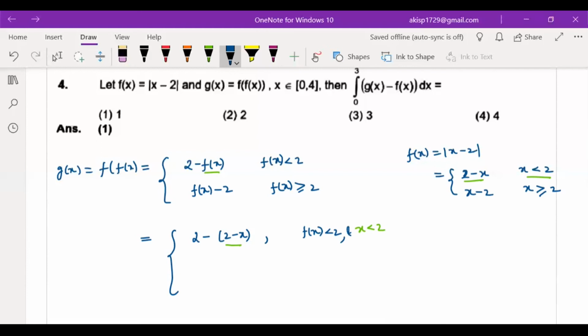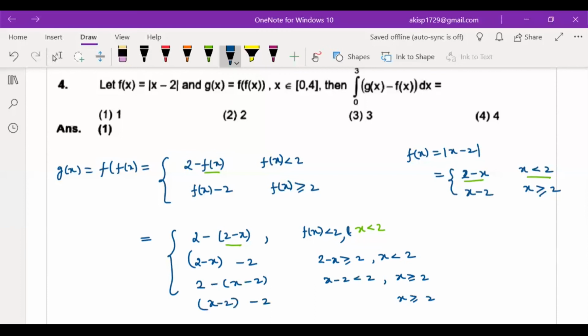So there are a total of 4 cases. If we write down all the cases, this can be written as 2 minus (2 minus x) whenever 2 minus x is less than 2 and x is less than 2. Similarly, in this case, we will have it as 2 minus (x minus 2) whenever x minus 2 is less than 2 and x is greater than or equal to 2. Or again, I take the case when x is greater than 2. In the case where x is greater than 2, I will write it as x minus 2 minus 2. Again, this is the case where x minus 2 is greater than or equal to 2. So I have these 4 cases in which I have the function. So let us simplify this f(x).